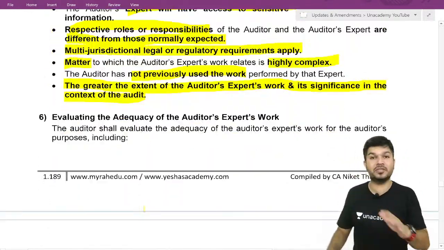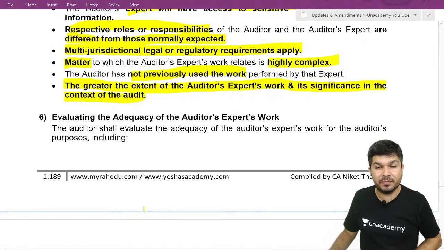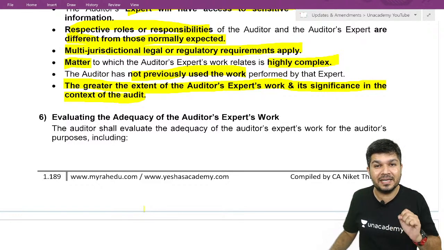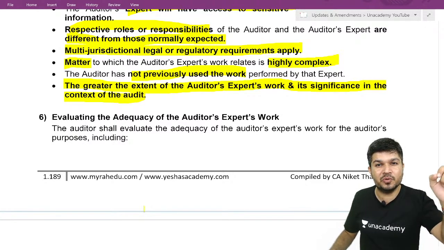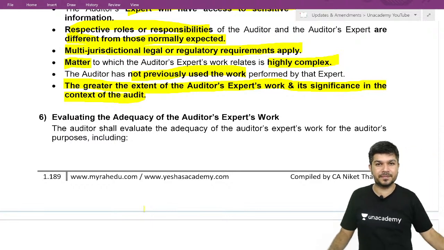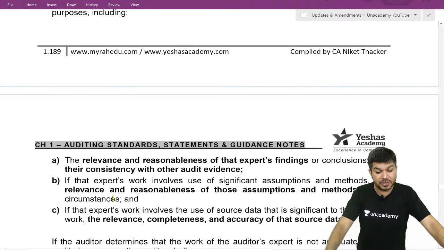Okay, now you appointed him. You entered into an agreement with him. He will do the work. Okay, should I blindly trust the expert's work, or should I check whether the data, method, and assumptions used by him are proper or not? Yes, sir, definitely we have to check to evaluate the adequacy of his work.